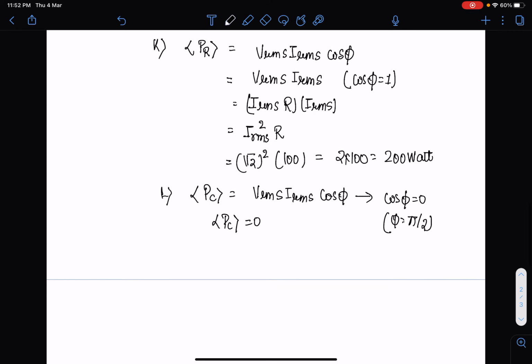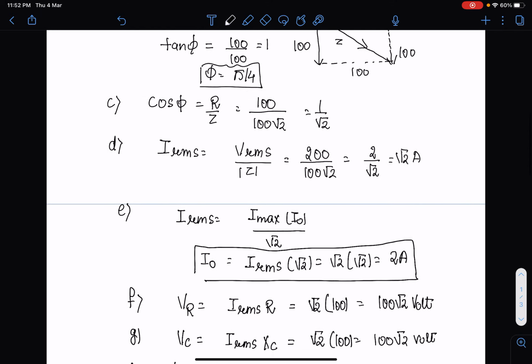You should remember in case of inductor also the average power will be 0, because in case of inductor also there is a phase difference of pi by 2 between the current and the voltage. In case of inductor, voltage leads by pi by 2. In case of capacitor, current leads by pi by 2 with the voltage, right? So here the average power will be 0.